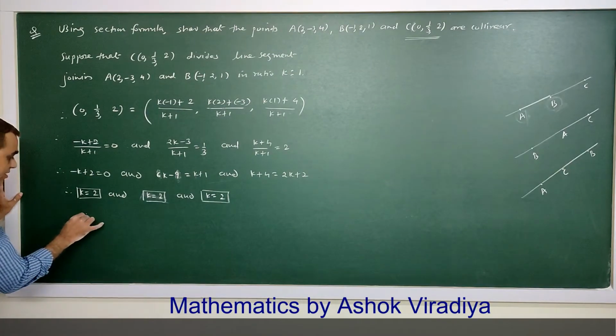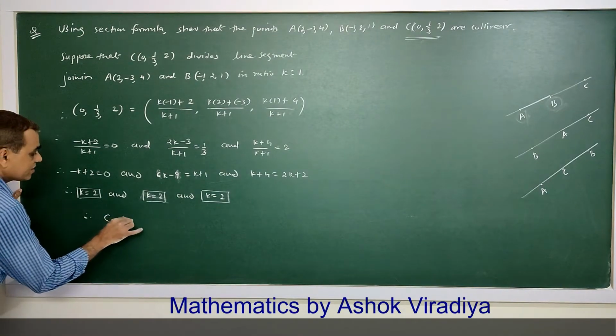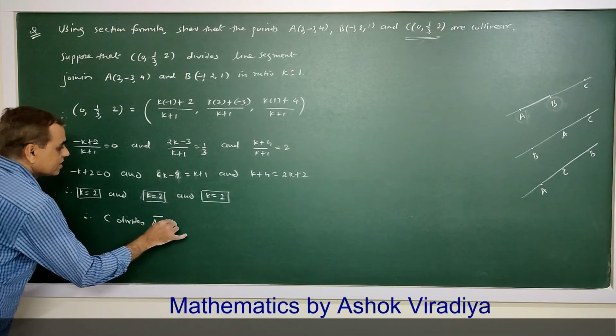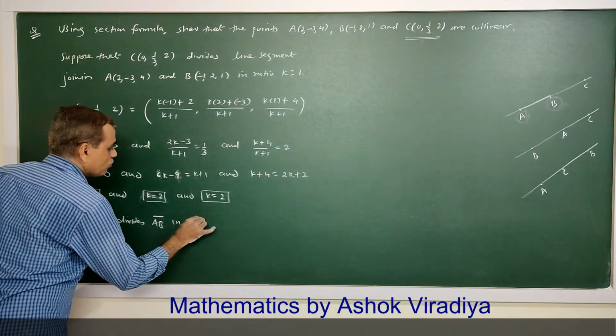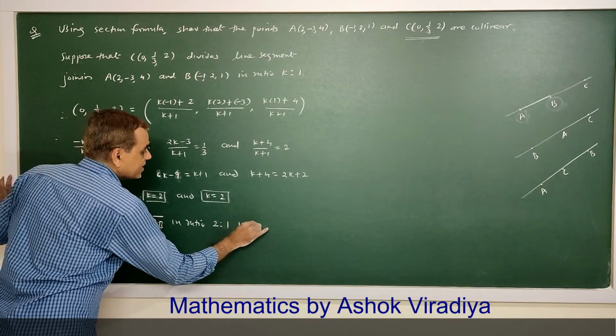So here, therefore, what is proved? We have proved that C divides line segment AB in ratio 2:1 internally.